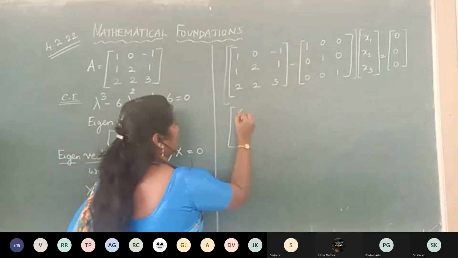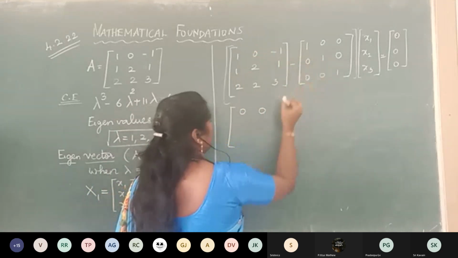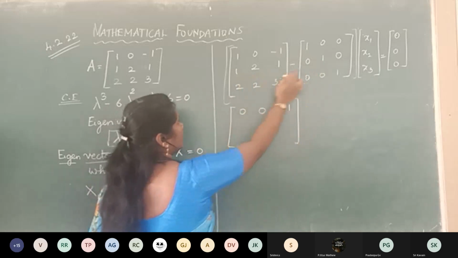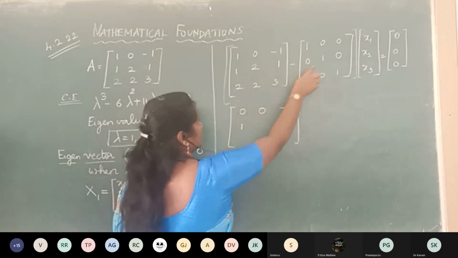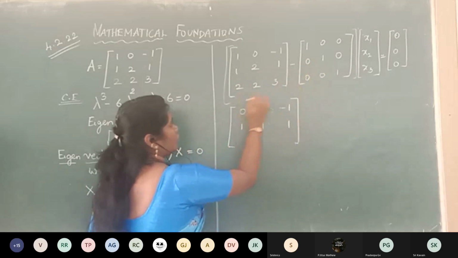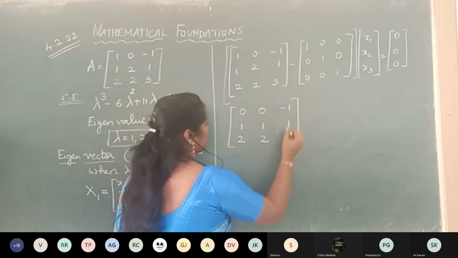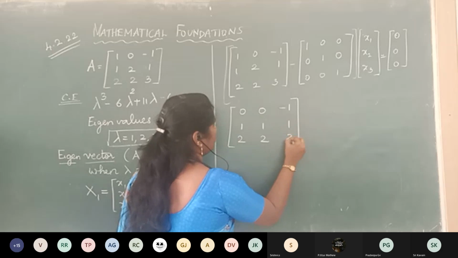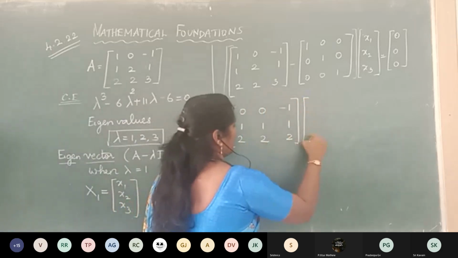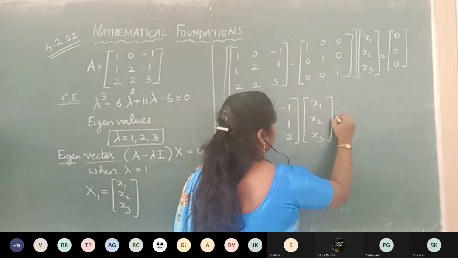1 minus 1 will become 0. 0 minus 0 is 0. Minus 1 minus 0 will be minus 1. Then 1 minus 0 is 1. 2 minus 1 is 1. 1 minus 0 is 1. 2 minus 0 is 2. 2 minus 0 is 2. 3 minus 1 is 2. Okay, so I've just subtracted it, and then we will multiply it with your x1, x2, x3.